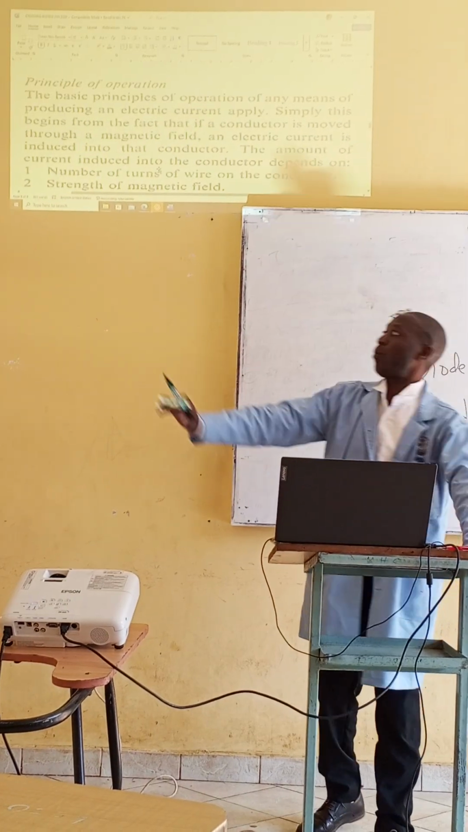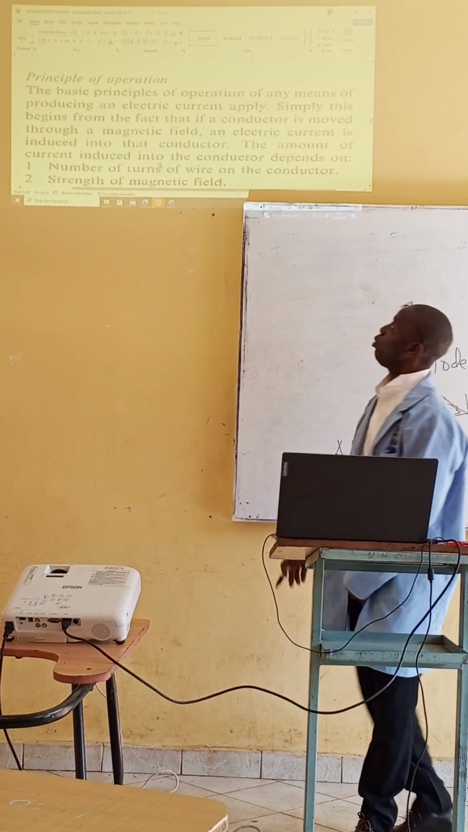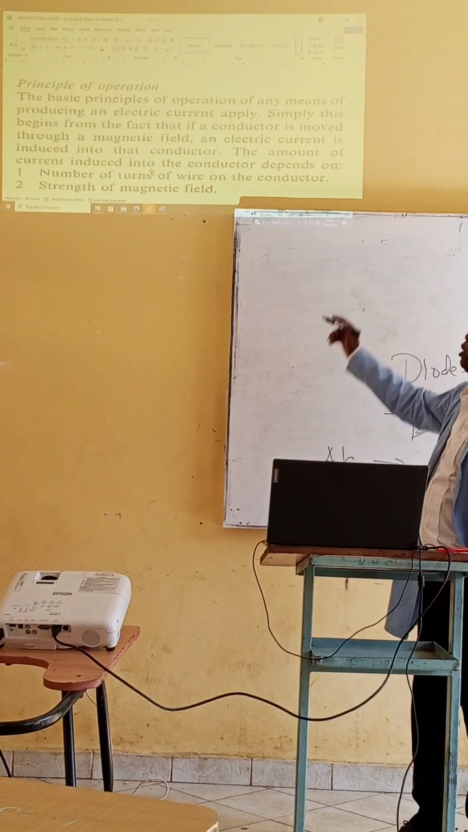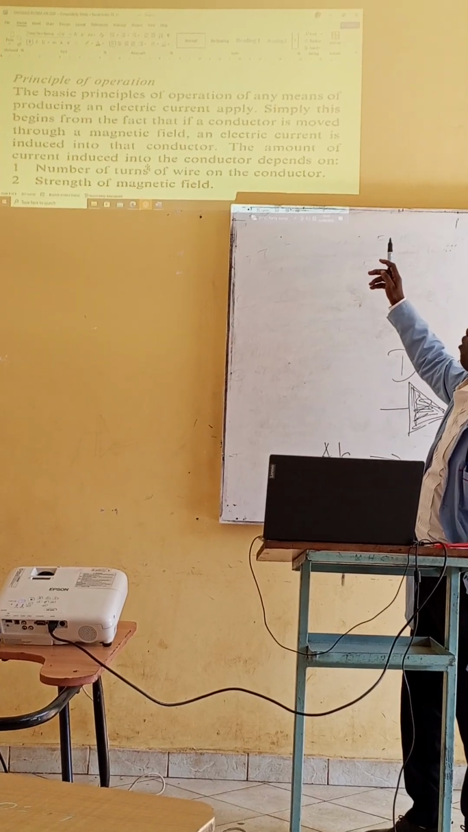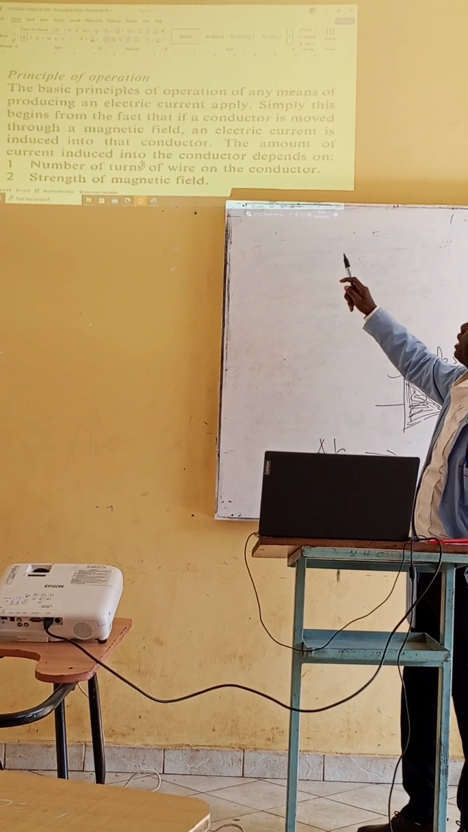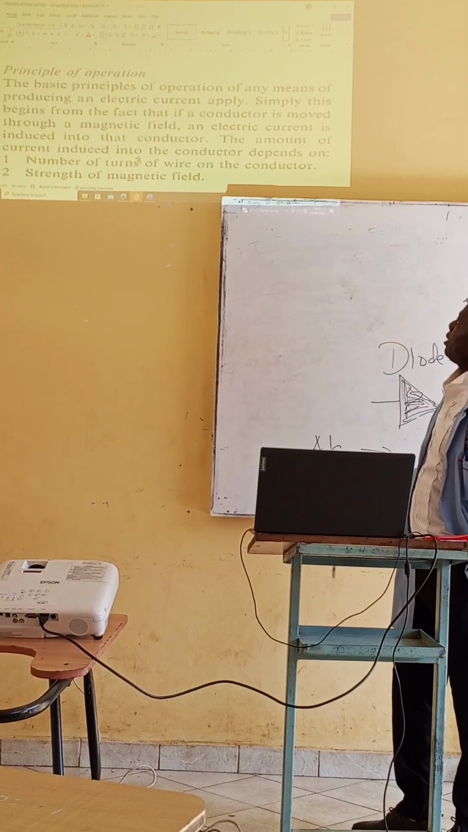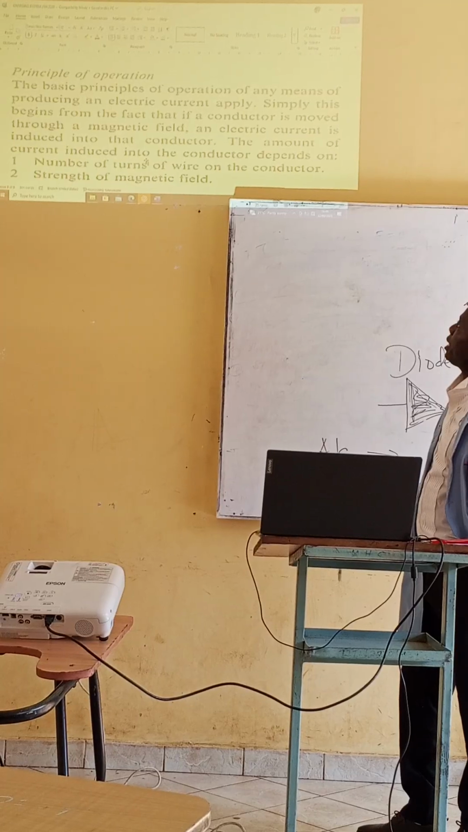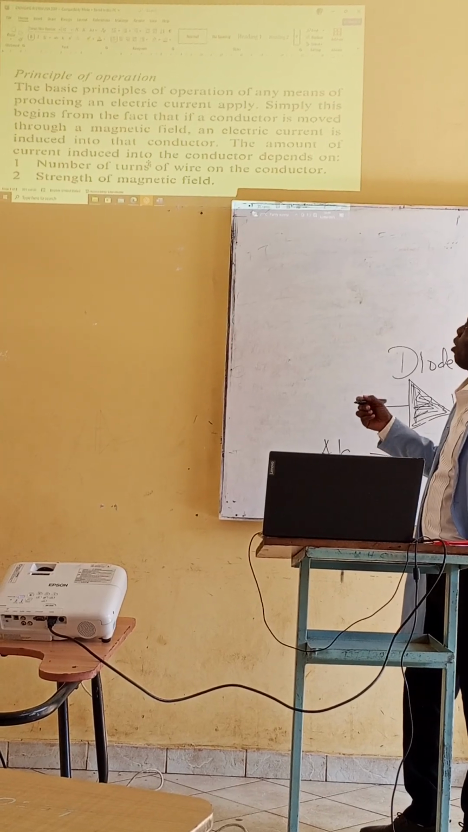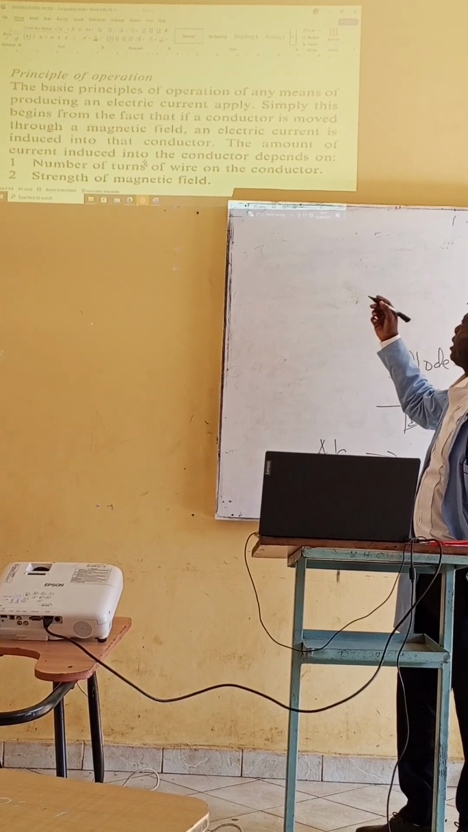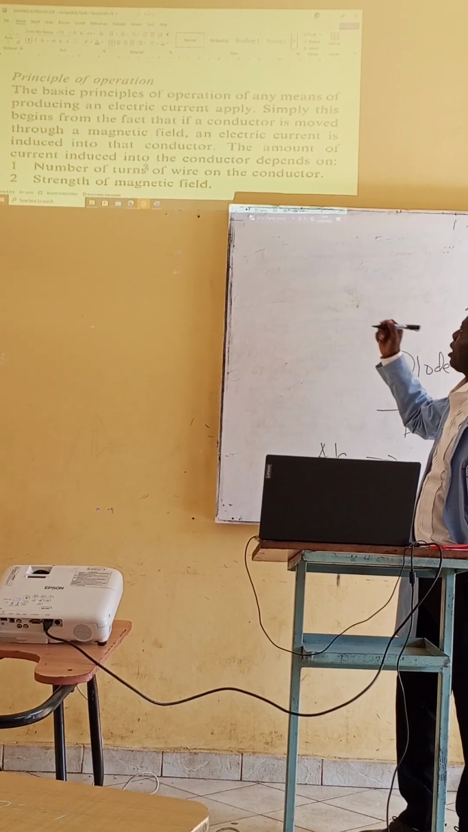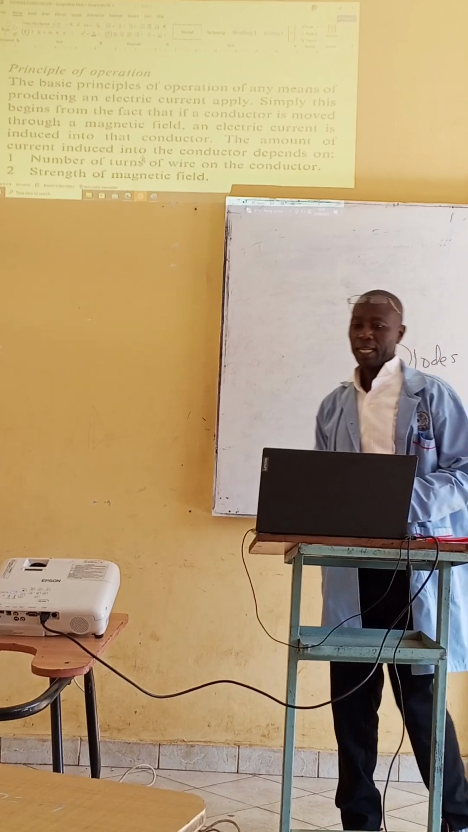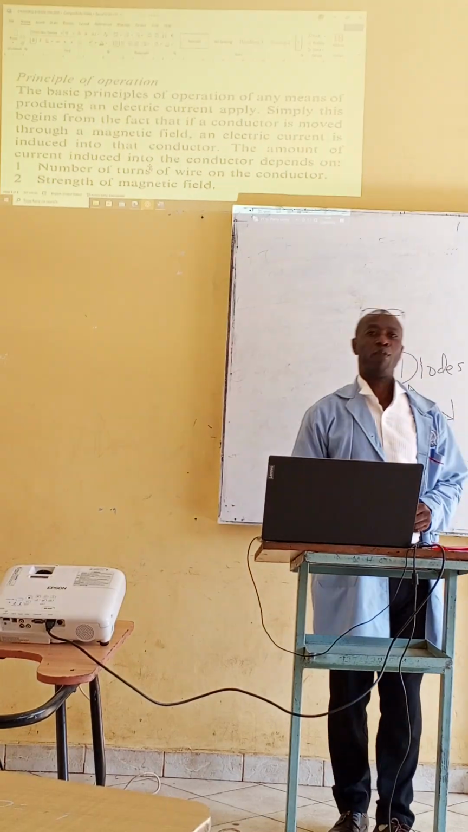So we go into the principle of operation, whereby you will basically say this. This will give you around 10 marks. The basic principles of operation of any means of production of an electric current apply. This begins from the fact that if a conductor is moved through a magnetic field, an electric current is induced into that conductor, and the amount of current induced depends on some of the following things.